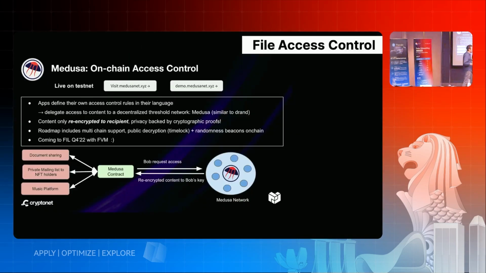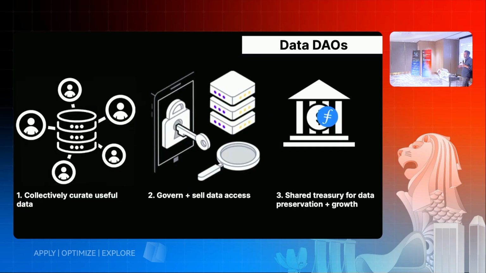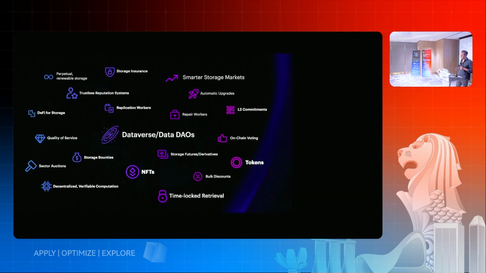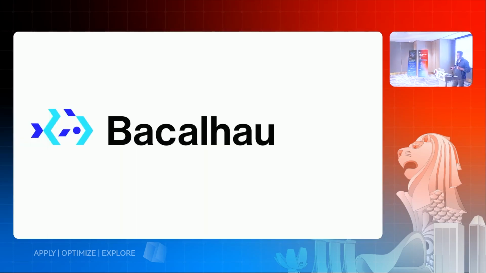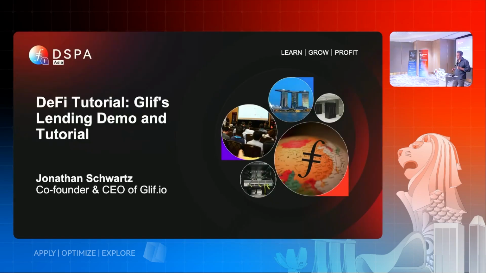You could also do file access control with smart contracts, where you control which crypto wallets actually have access to certain data that's stored, or you could do a data DAO where you could have smart contracts manage the governance around some set of data. Okay, I think I'm out of time, but with that, happy to answer any questions.